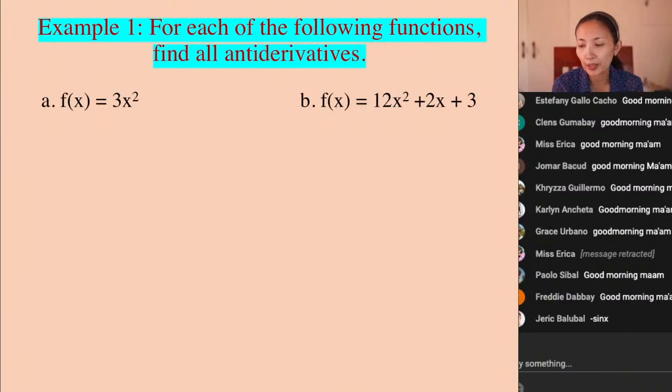For example, for each of the following functions, find all the antiderivatives. Letter A: f(x) is equal to 3x squared. Can you identify that function whose derivative is 3x squared? I'm using a capital F meantime. Later, we will use the proper notation and the proper symbol: small f for derivative and capital F meantime for the antiderivative. Can you identify that function whose derivative is 3x squared? Anyone?